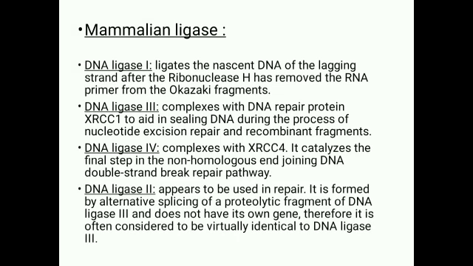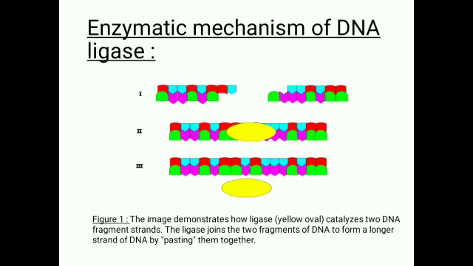So next up we'll be talking about the enzymatic mechanism of DNA ligase. As you can see, this will happen in 4 steps. This image will demonstrate how ligase will catalyze two DNA fragment strands. The thing that is present in yellow color, which is an oval shape, represents the ligase.